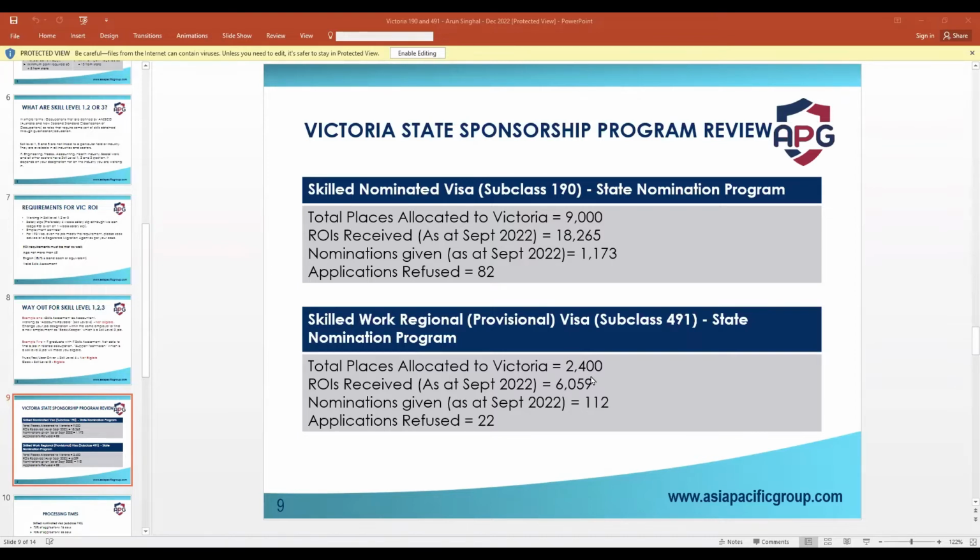For the regional visa, 491, Victoria has 2,400 places. ROI received are 6,000 so far. So I would say if someone has low points, then we recommend lodging 491 and not aiming for 190. 491 has a higher chance if you are sitting at very low or entry level points. For example, you have 50 points of your own, so you are not eligible for 190 anyway. You will have 55 for 190. So with 65 points for 491, you have a very good chance even at the minimum number of points.